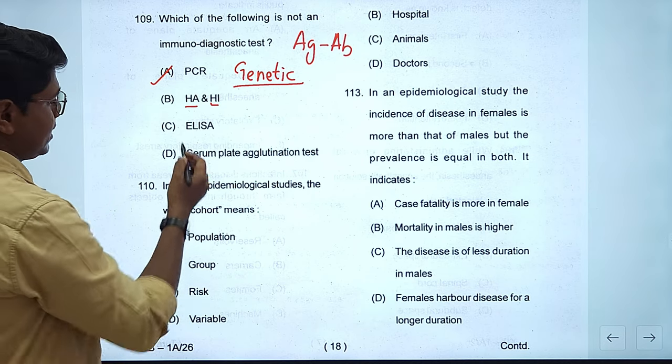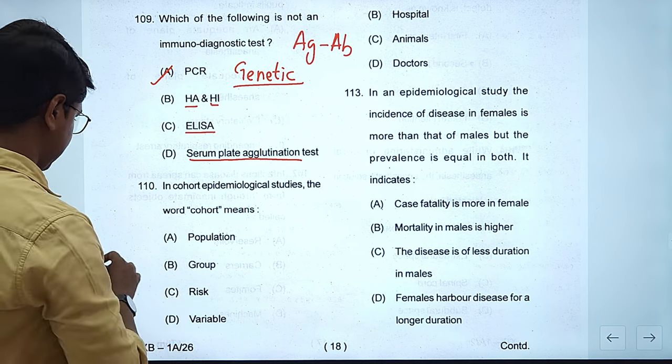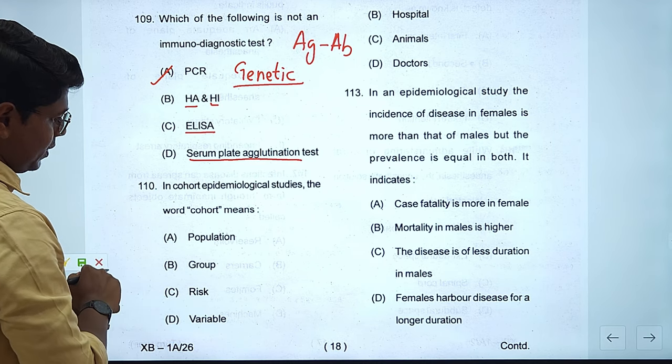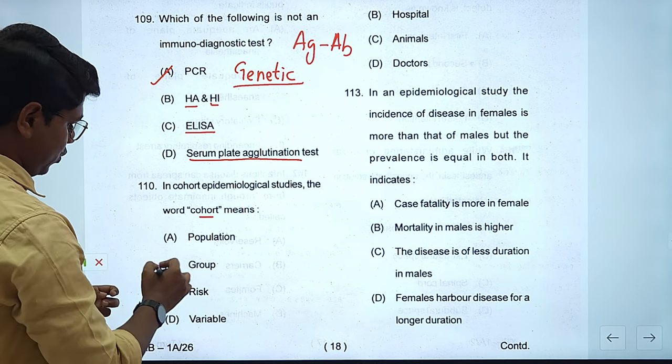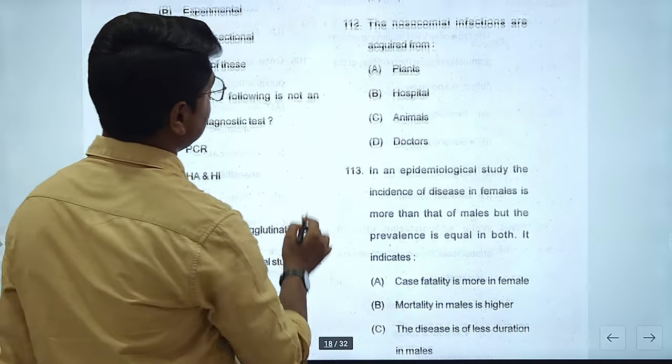Hemagglutination and hemagglutination inhibition are antigen-antibody tests. ELISA and the serum plate agglutination test are also antigen-antibody tests. In cohort epidemiological studies, the word cohort means group.